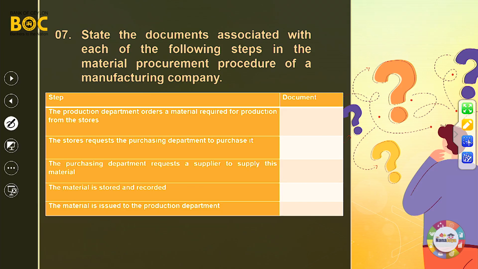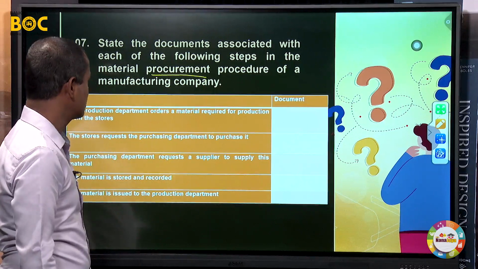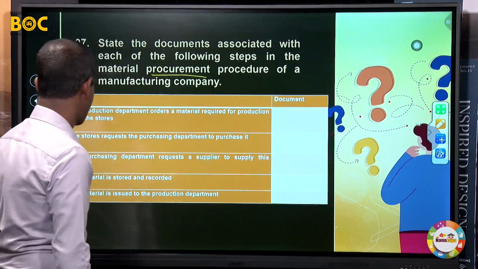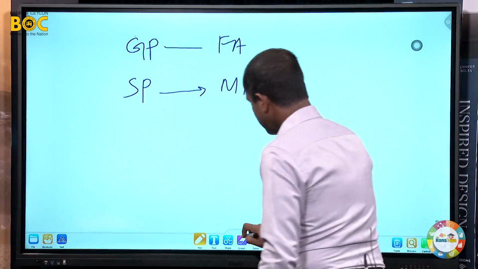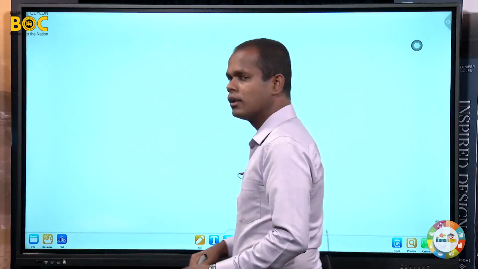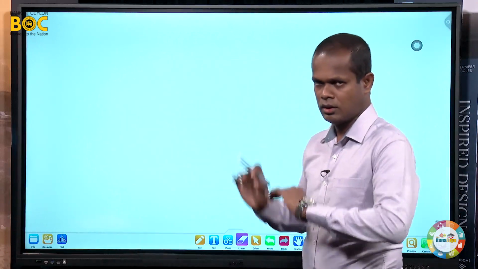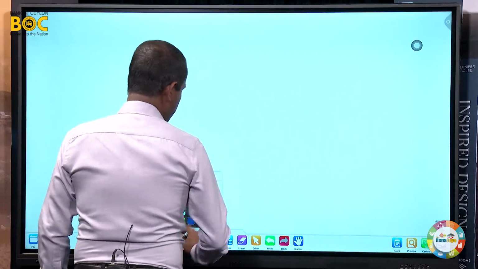State the documents associated with each of the following steps in the material procurement. The procurement procedure means the purchase procedure of a manufacturing company. If you go to a manufacturing company, materials are stored in the main stores premises, and there are many parties involved. You have stores here and the production department.